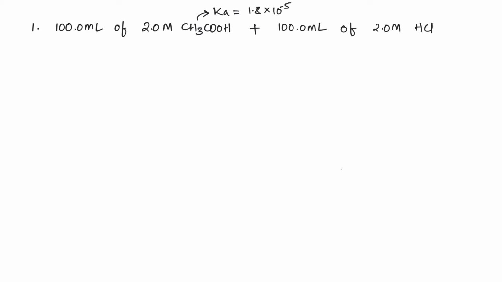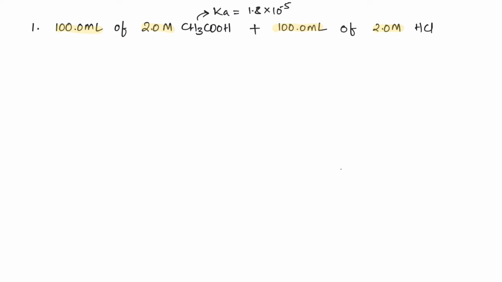In this series of videos, we are going to learn to calculate the pH of mixtures of solutions. First, calculate the pH when 100 ml of 2.0 molar acetic acid is mixed with 100.0 ml of 2 molar hydrochloric acid.